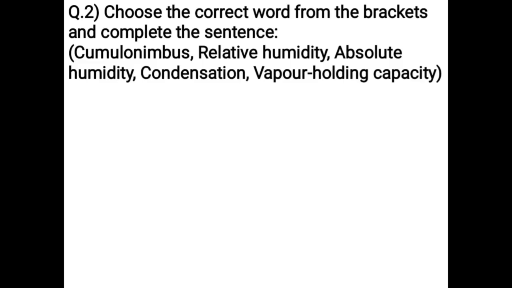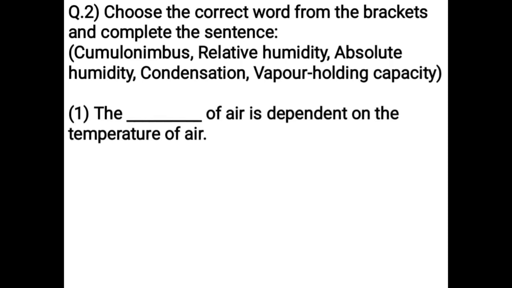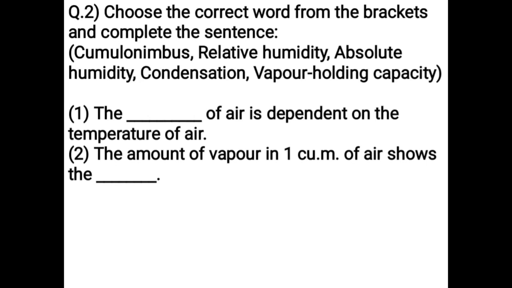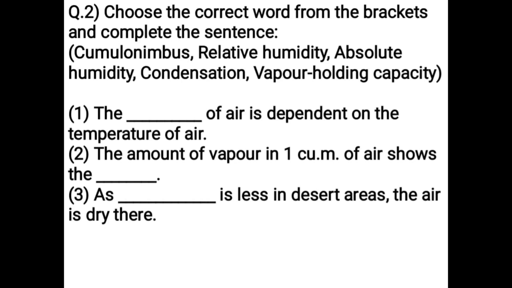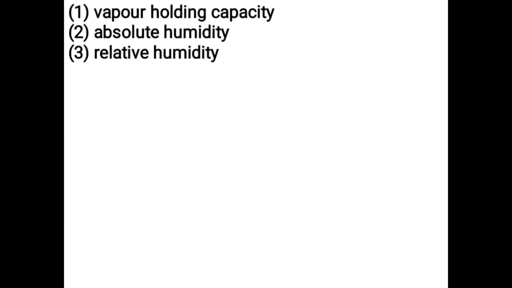Choose the correct word from the brackets and complete the sentence. The dash of air is dependent on the temperature of air. Vapor holding capacity. The amount of vapor in 1 cubic meter of air shows the dash. Absolute humidity. As dash is less in desert areas, the air is dry there.